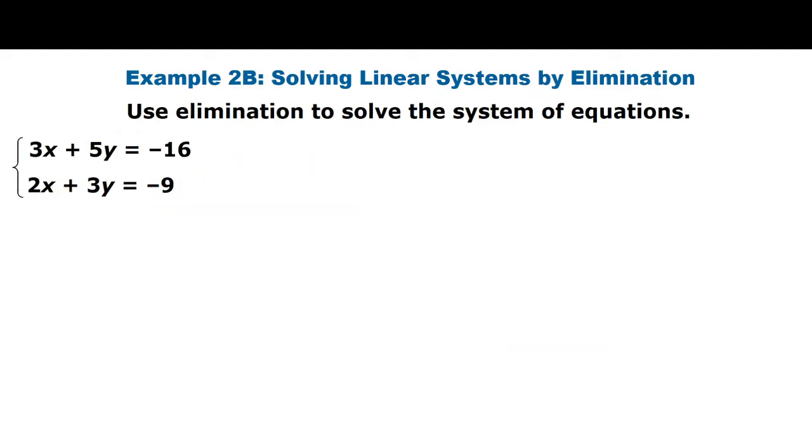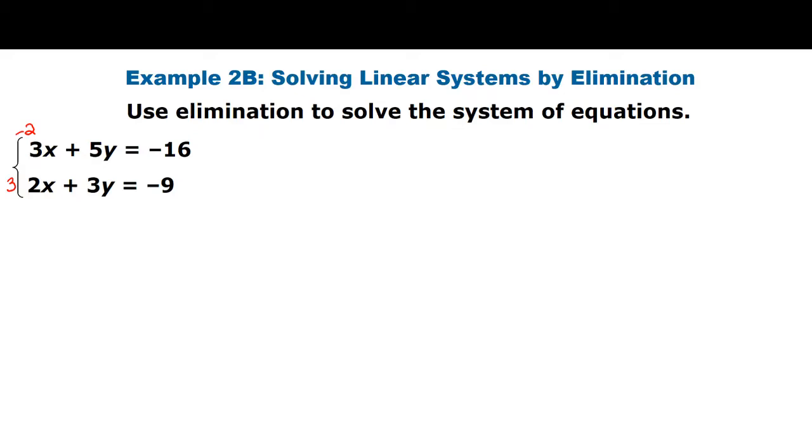Okay, next, let's try another one. Now this time, when we look at this, we don't see anything that's quite as readily subtracting. So we're going to have to multiply something on the top and something on the bottom so I get a coefficient that's going to subtract out to 0 when I add them together. That sounded kind of funny. Add the opposites of them. I see a 3 and a 2, and those are relatively small numbers. So I'm going to multiply everything on the top by a negative 2, and everything on the bottom by a positive 3.